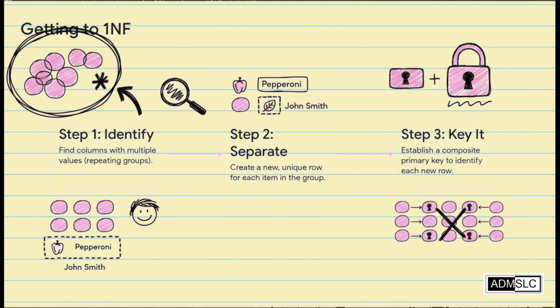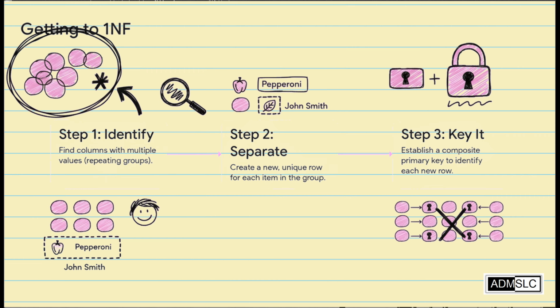First, we spot a repeating group, which is pizza details. Second, we get rid of it by giving each pizza its own unique row. So John Smith's one order now becomes 2 rows, one for pepperoni and one for veggie. And third, this creates a new little puzzle.